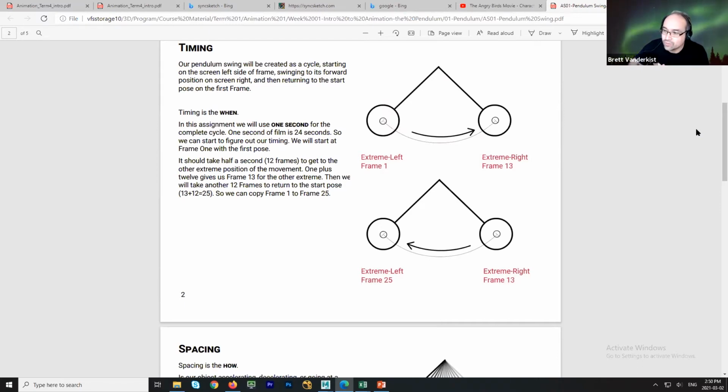So that's one of the most important things to check in Maya, is that we're working at the right speed, right? Because if you change the frame rate, you change the number of frames, right? So 24 frames per second.